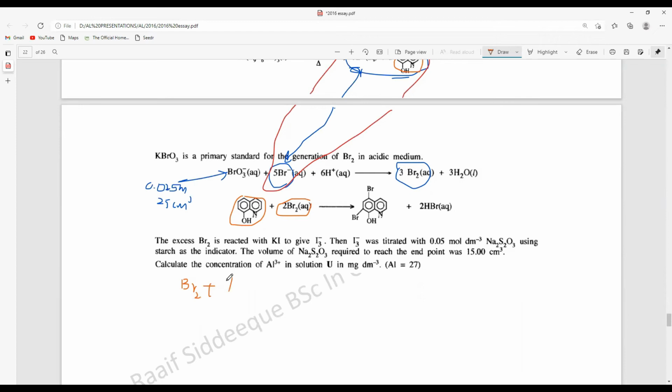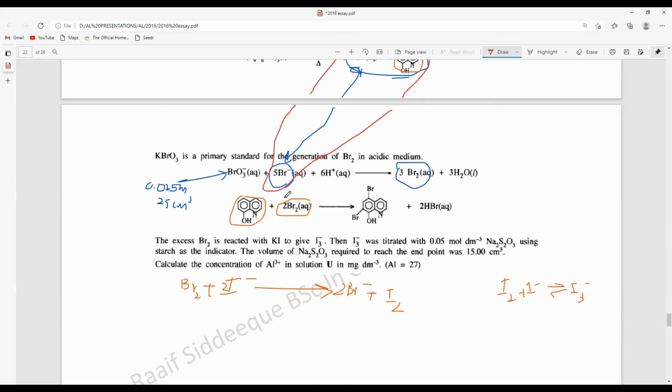Br2 with I minus is going to form 2Br minus and I2, because this is an oxidation reduction reaction. So this is the reaction that is going to give I2. And this is given as I3 minus, since the solution has excess I minus as well, so the I2 reacting with I minus will always be present in equilibrium as I3 minus. But no worries, you can take this as I2. Okay, so they say excess Br2.